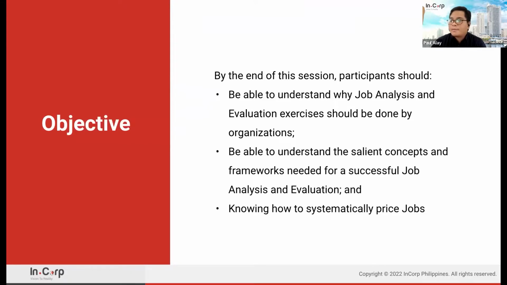For our objective, hopefully by the end of the session, we'll understand why job analysis and job evaluation exercises should be done by all organizations. We'll understand the salient concepts and frameworks needed for these kinds of projects to be successful. And lastly, we'll know how to systematically price jobs, because this has been a long-standing question for almost everyone. How should we pay our employees? How much should we pay this position? And something similar to that.